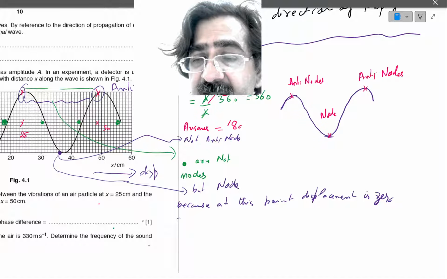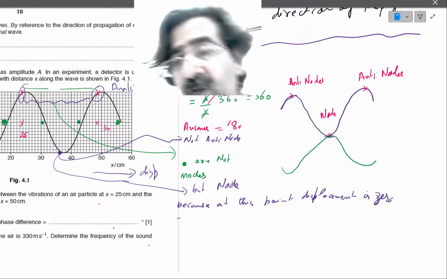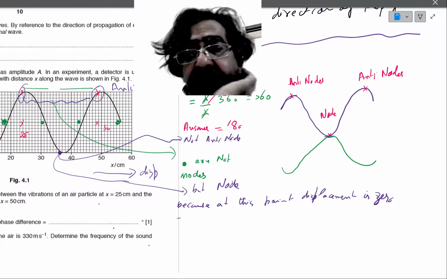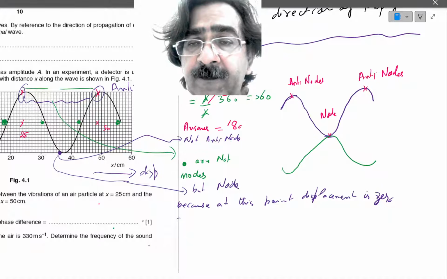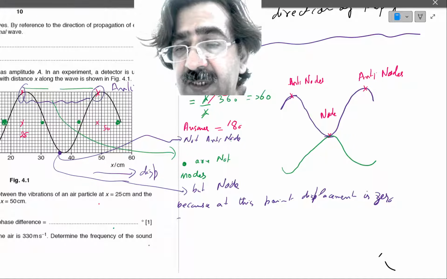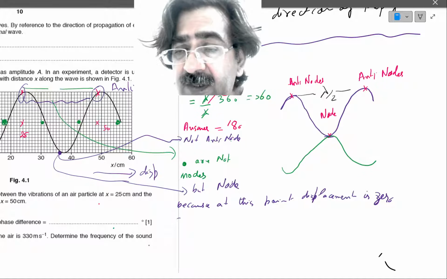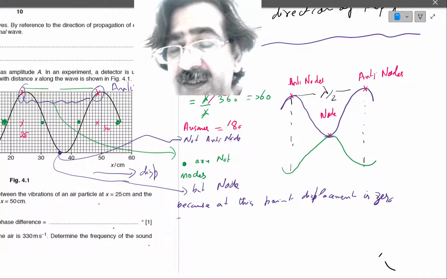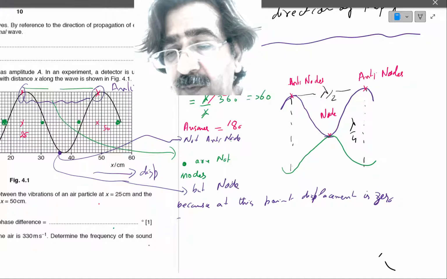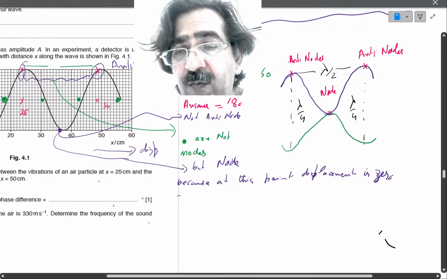The other part of this, because it has a zero displacement, will be like this. Okay, and we know that the distance between two nodes or antinodes is lambda by 2. Or we may say that the open length we may measure as lambda by 4 and lambda by 4. You may calculate in this way.